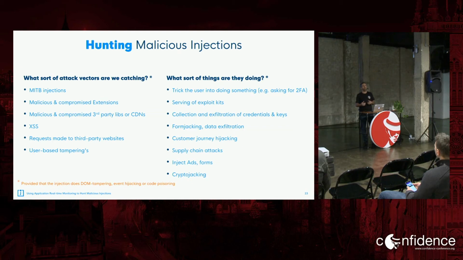So it's like going for the weakest link, right? If the bank has good security measures, but somehow is including a third party, then the third party probably won't have a very specialized security team. So we might as well just attack the weakest link, right? So we call these supply chain attacks. We can inject ads, forms, and do cryptojacking, which is basically stealing the CPU of the end user.